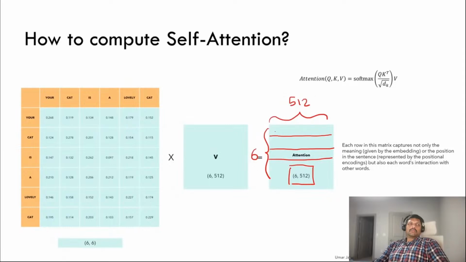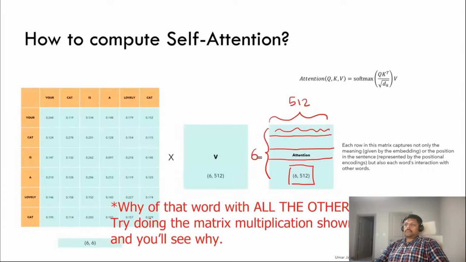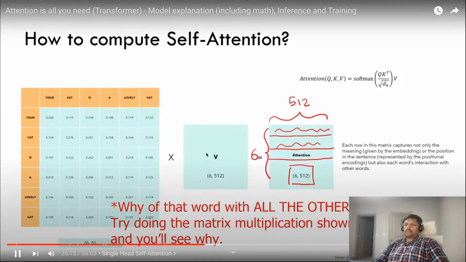So now this embedding here represents not only the meaning of the word, which was given by the input embedding, not only the position of the word, which was added by the positional encoding, but now somehow this special embedding, so these values represent a special embedding that also captures the relationship of this particular word with all the other words.